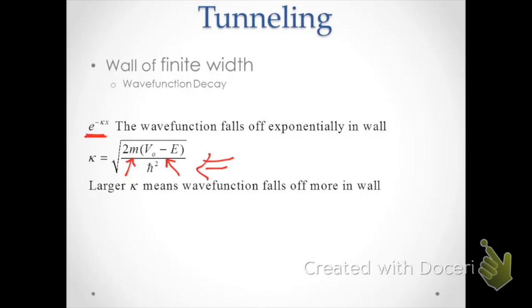So what this means is that the falloff is greater if the mass is greater and the difference between the potential energy and the total energy is greater. So the larger the mass, and the larger the difference between the potential energy in the wall and the total energy, the faster it falls off. And if it falls off faster, then that means there's a lower probability for finding the particle outside the wall.